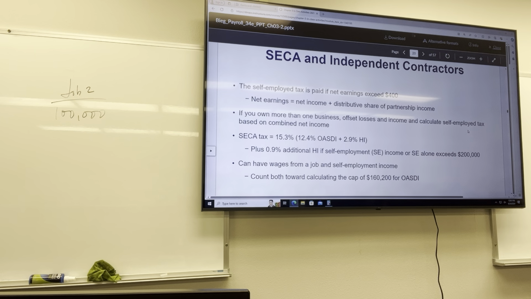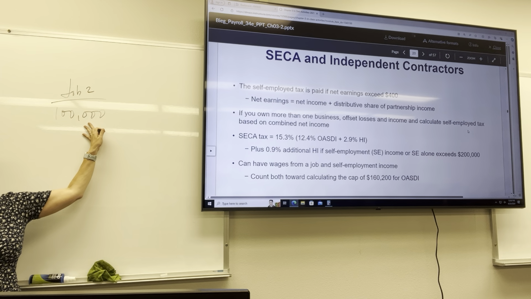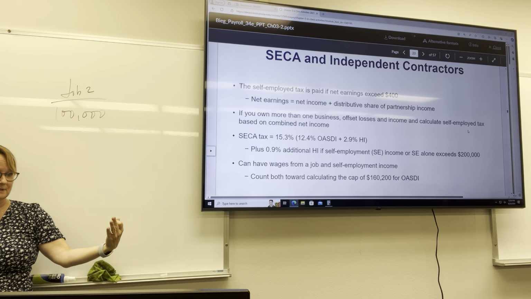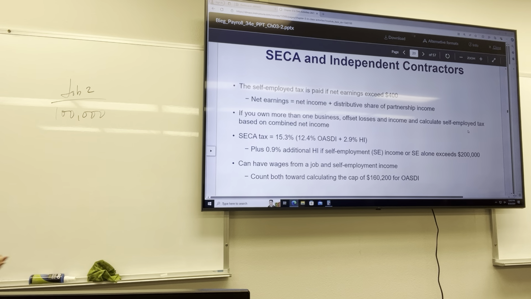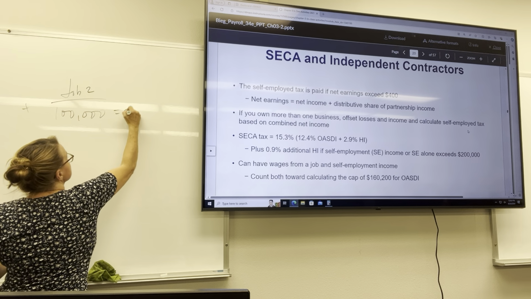So what happens in this case is employer 1 is going to withhold on all of that $100,000. The employee is going to have to pay the 6.2% for Social Security tax, 1.45% for Medicare tax on all of that $100,000. They switch jobs, employer 2 is going to have to do the same thing. But the employee has now paid too much in Social Security tax, right? Because now they've paid tax on the total amount.